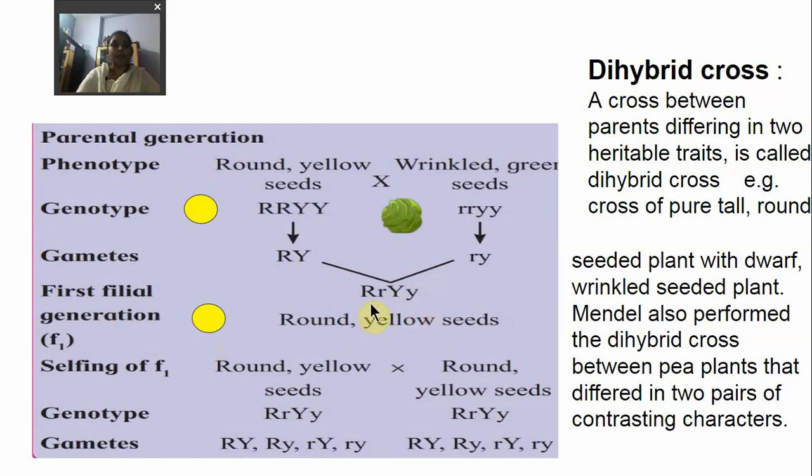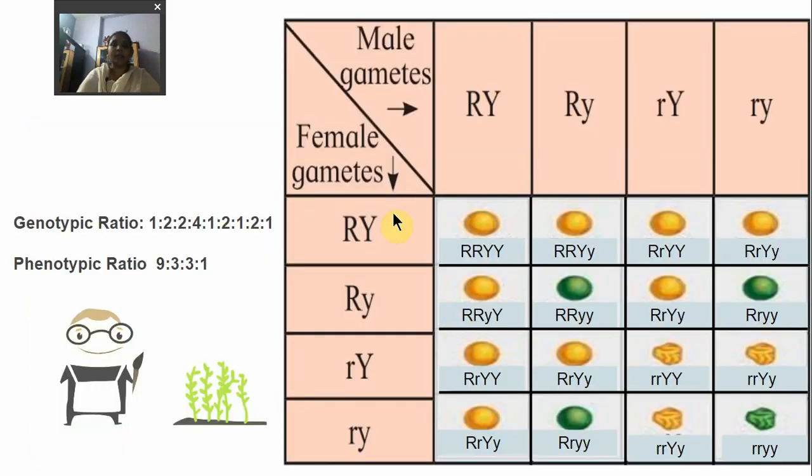When this F1 generation again undergoes self fertilization, it forms 4 different types of gametes, that is capital R capital Y, capital R small y, small r capital Y, and small r small y. And this is the F2 generation of the dihybrid cross.